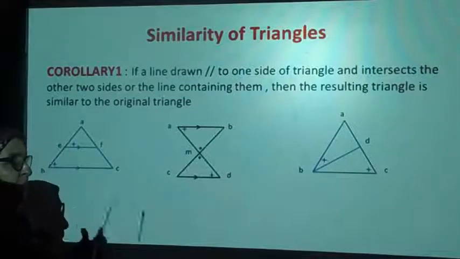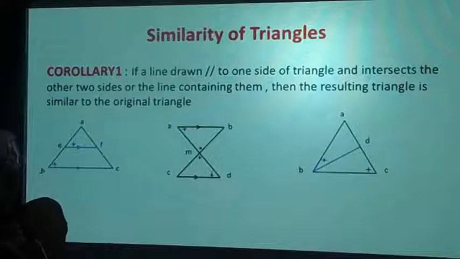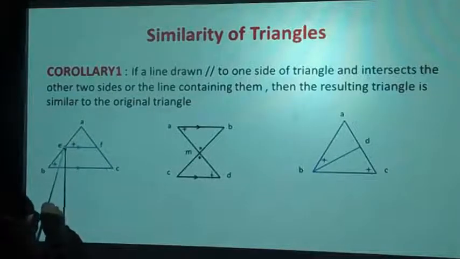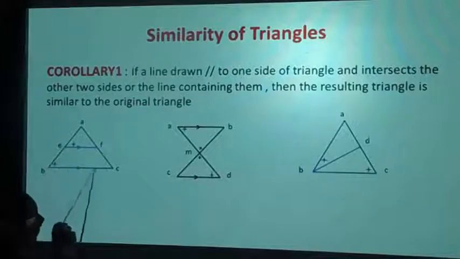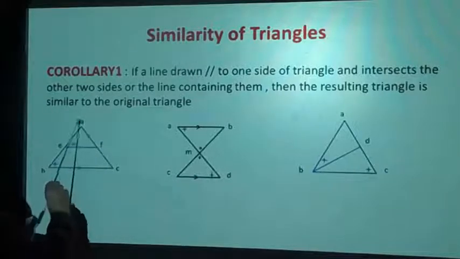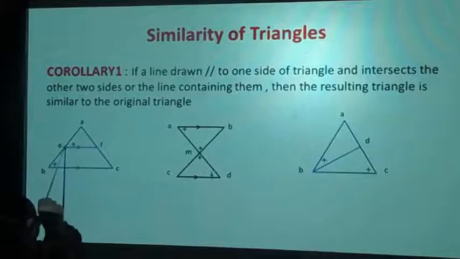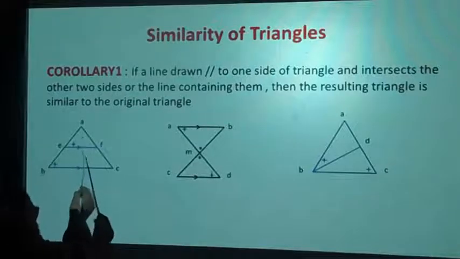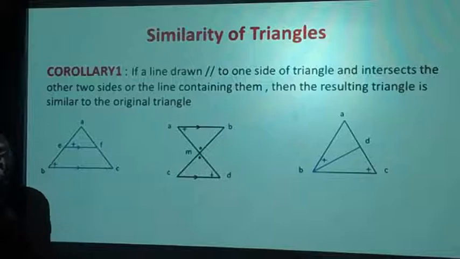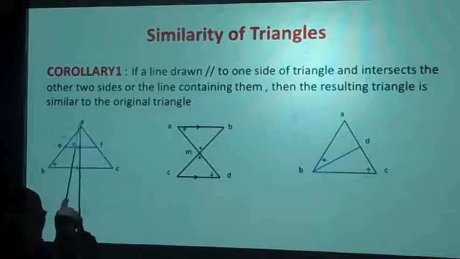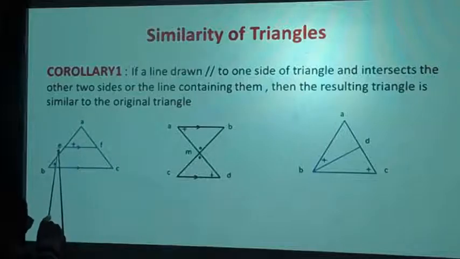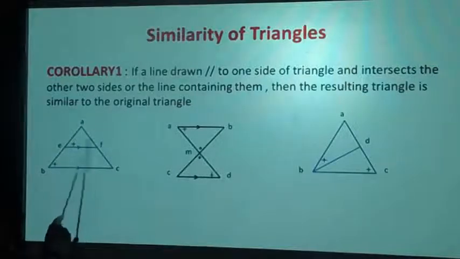Let me explain this in more detail. Now I have here a triangle and I draw a parallel line to one of these sides. This parallel line intersects the other two sides at two points and creates a new triangle. This new triangle is said to be similar to the original one. So ABC is similar to AEF.